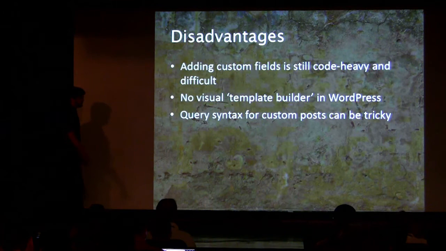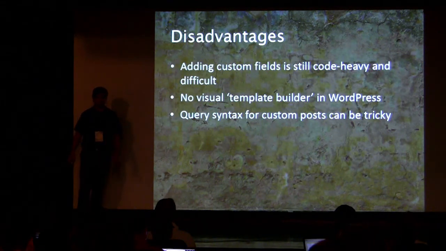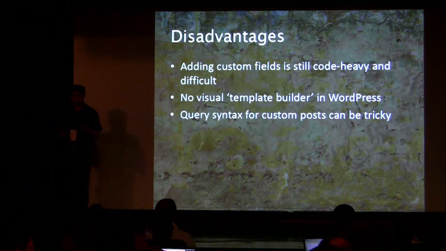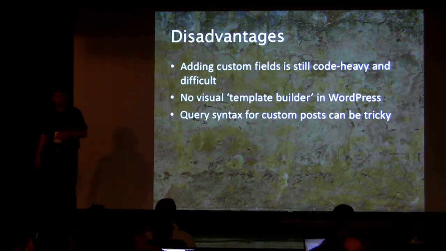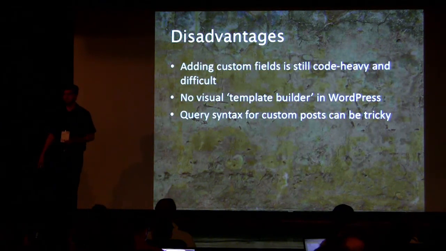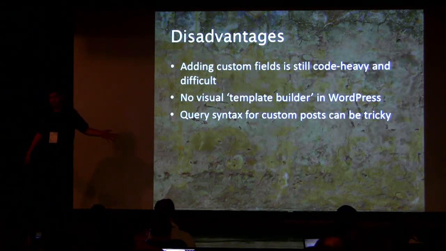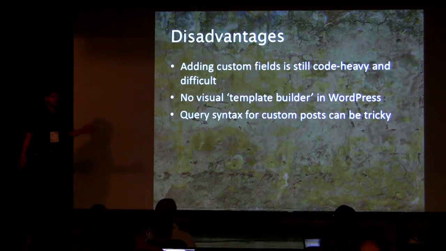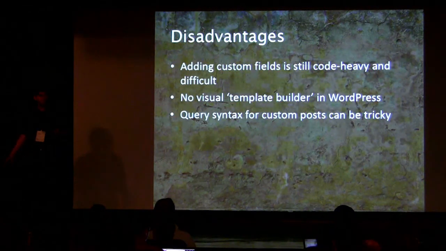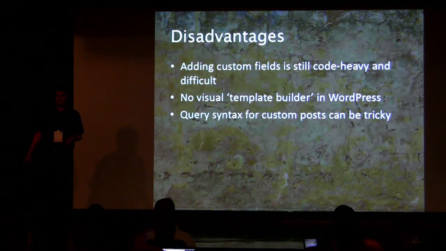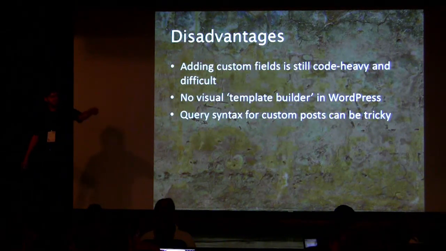The query syntax for custom posts can also be a little bit tricky, particularly if you're doing specific targeting of a post with certain taxonomy and term combinations. If you're not familiar with WordPress query syntax, it takes a little bit of time to ramp up on that. None of these are deal breakers. The client loves the WordPress interface, and we found that using custom post types, even in the particular way we've done it, and you can use these in all sorts of different ways, has been a net positive, but I'm just calling out certain gotchas.